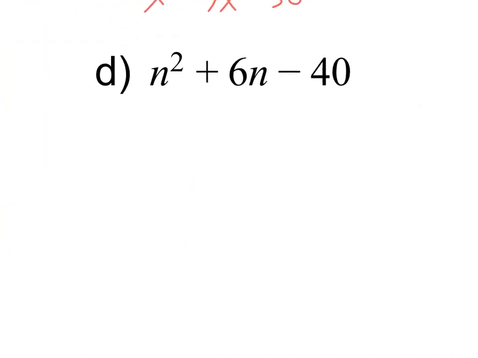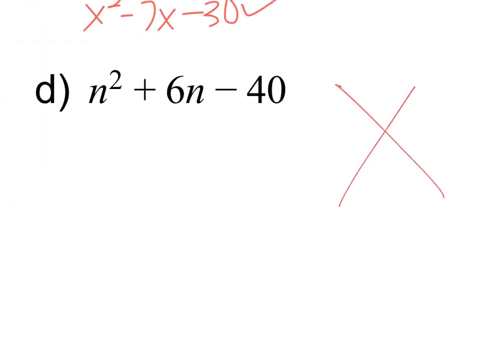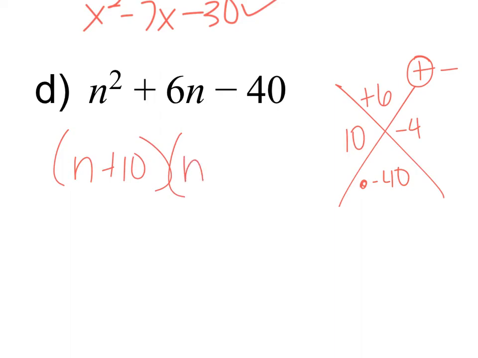Here is letter D. We're looking for what adds to be 6 and multiplies to be -40. So that's going to be a positive and a negative because of the -40. And since that 6 is positive, you know your bigger number is going to be positive. Well, I believe it is 10 and -4. So this would be n plus 10, and then n minus 4.